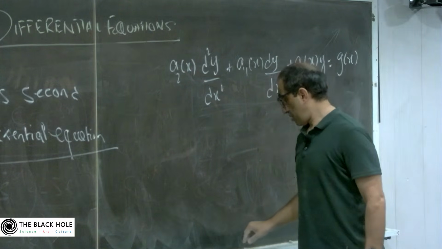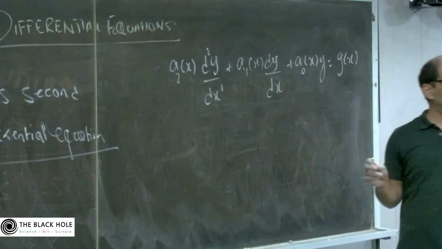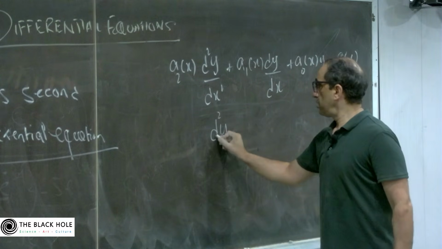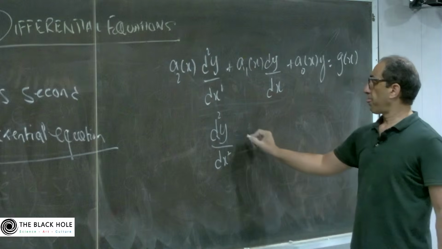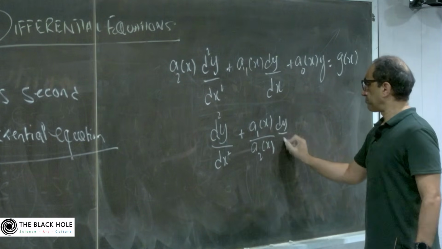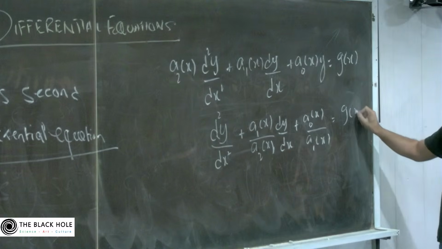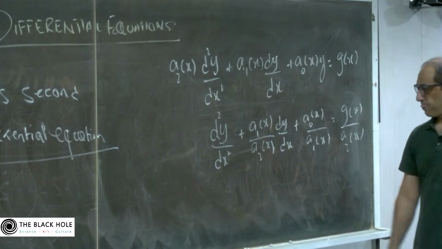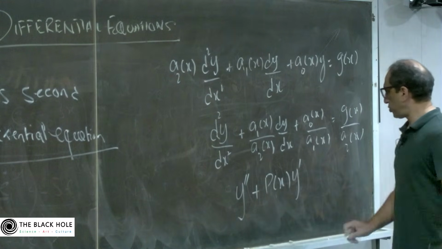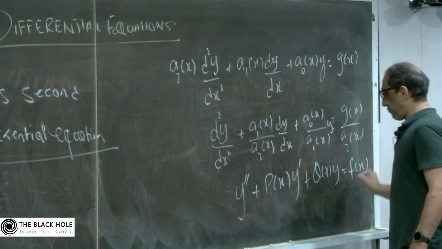And if I write it in standard form, meaning I need to get rid of the coefficient of the leading order derivative, I can write in shorthand notation as y double dash plus p of x y dash plus q of x y is equal to f of x.